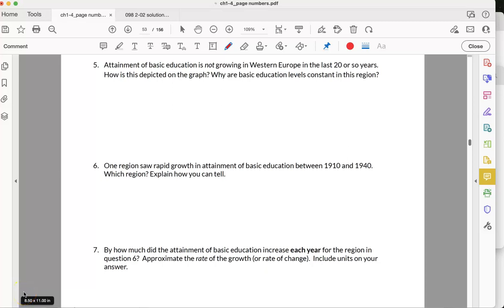So question 5 states that attainment of basic education is not growing in Western Europe for the last 20 or so years. How is this depicted on the graph, and why are the basic education levels constant in this region?